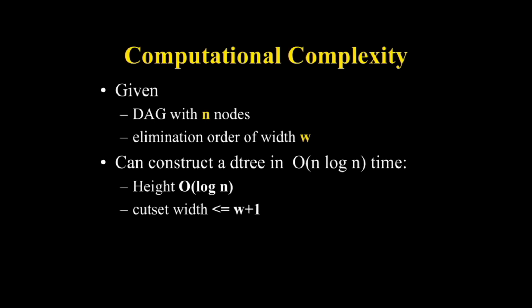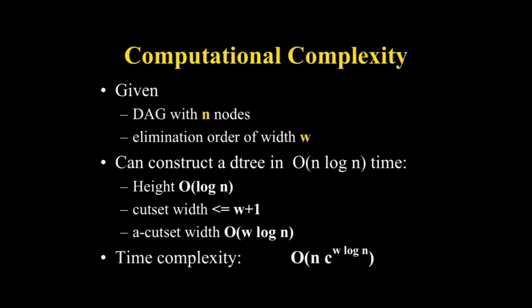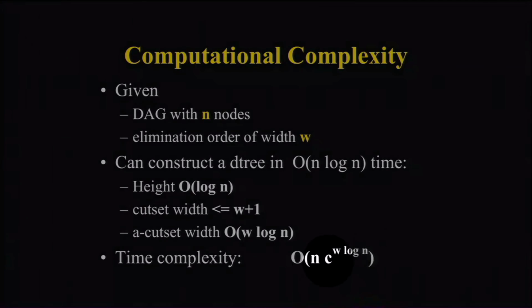What does that tell you about the biggest ancestral cut set? Must be W log n. So remember, that's the height, log n. Ancestral cut set, I get it by unioning a bunch of cut sets. And what's the complexity then of this algorithm we just discussed? It is linear in the number of nodes, exponential in W log n. You guys see that? Compare it to the time complexity of the joint tree algorithm. What's the difference? The log n.